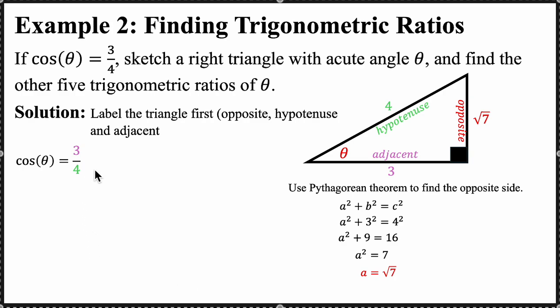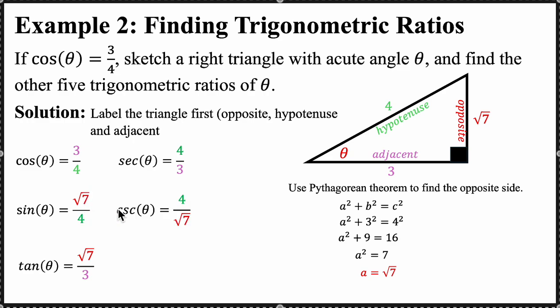Now we can find our sine theta. The sine theta, which is defined as the opposite over the hypotenuse, is going to be equal to root 7 over 4. Tangent is defined as the side opposite over the adjacent, so that would be root 7 over 3. Secant, which is the reciprocal of cosine, is going to be the flip-flop of your cosine value. And of course, cosecant is the reciprocal of sine, which would be the flip-flop of this number right here. So 4 over root 7.